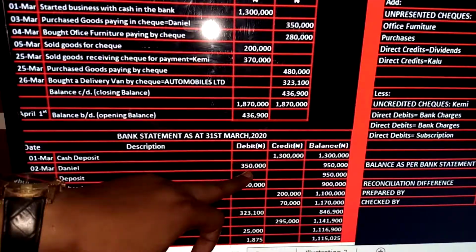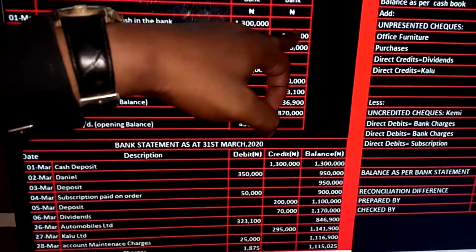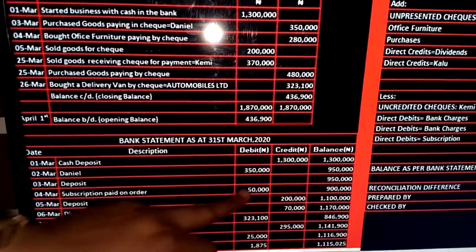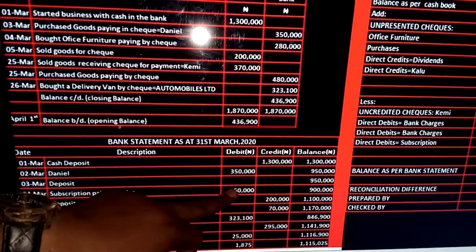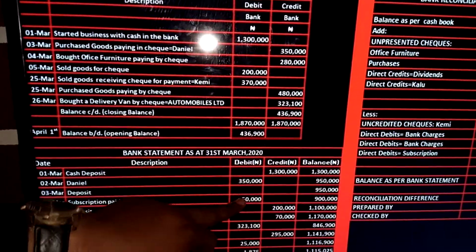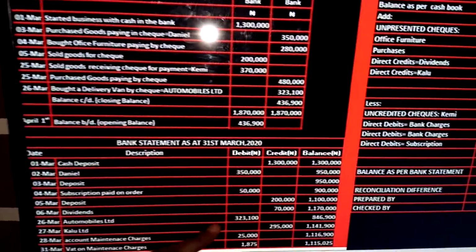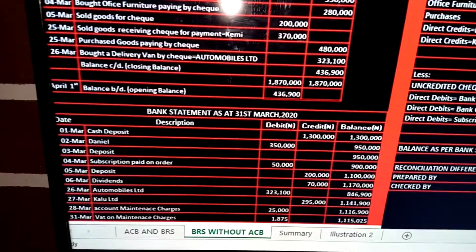Cash book. So we have 350 in the debit of the bank statement. Is it in the credit of the cash book? Yes, that clears. 50,000 is in the debit of the bank statement. Is it in the credit of the cash book? No. What do you have? Subscription. So that's it, subscription direct. So that's 50,000. So what else is here?